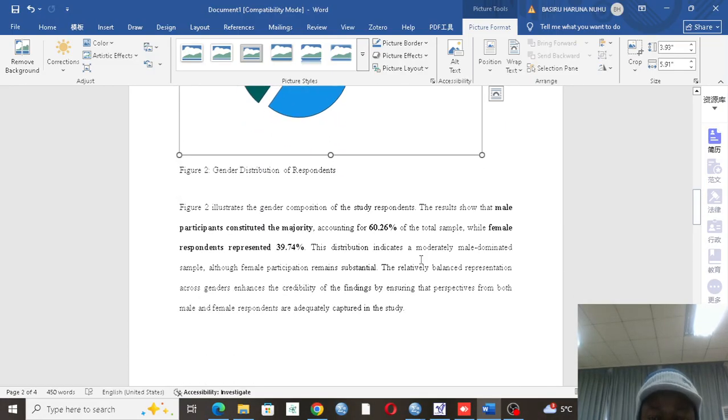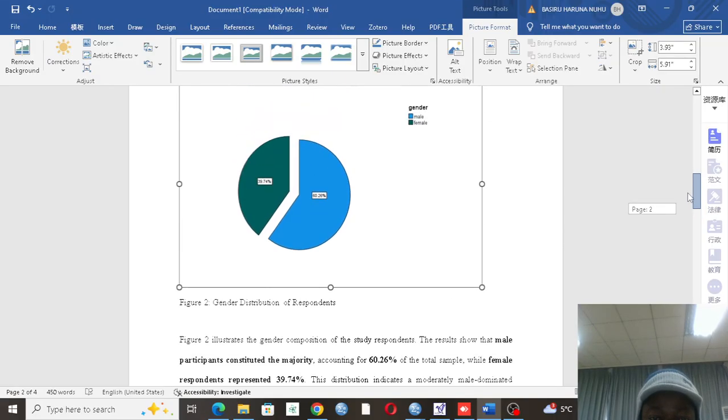The distribution indicates a moderate male-dominated sample, although female participation remains substantial. The relatively balanced representation across gender enhances the credibility of the findings by ensuring that perspectives from both male and female respondents are adequately captured in the study. So even though the males are more, the females also had a lot of say in the study, so it fairly represents.